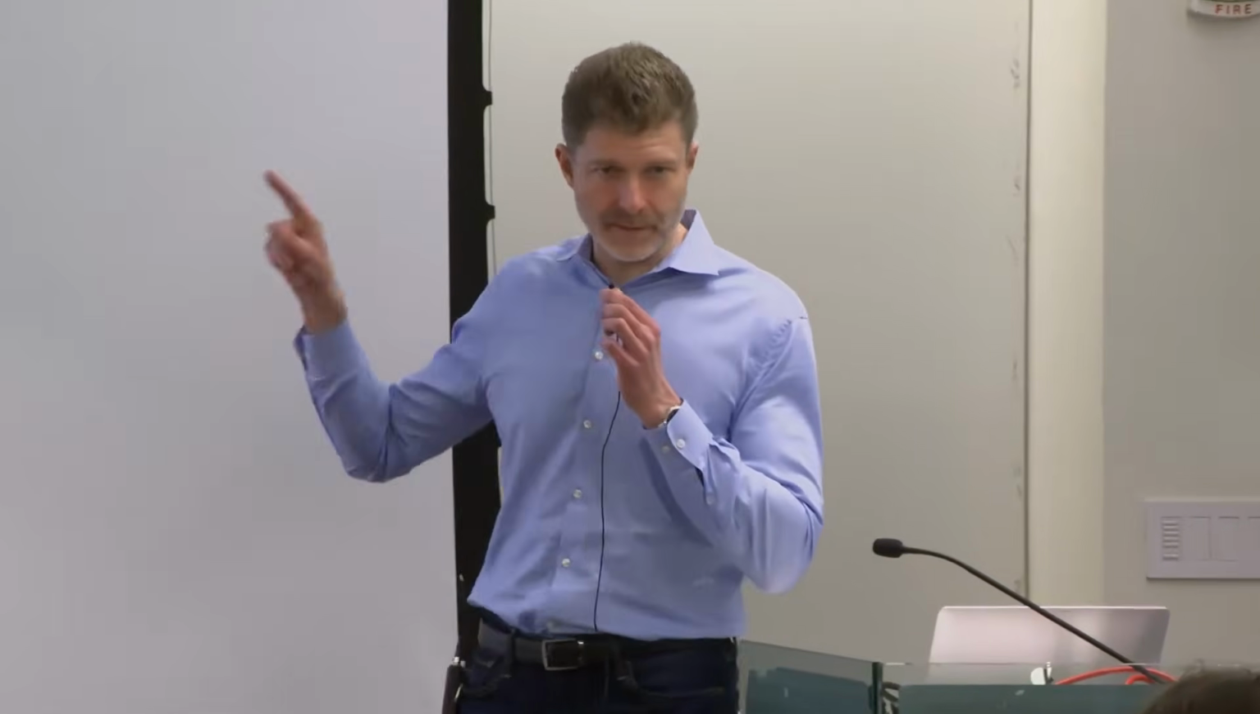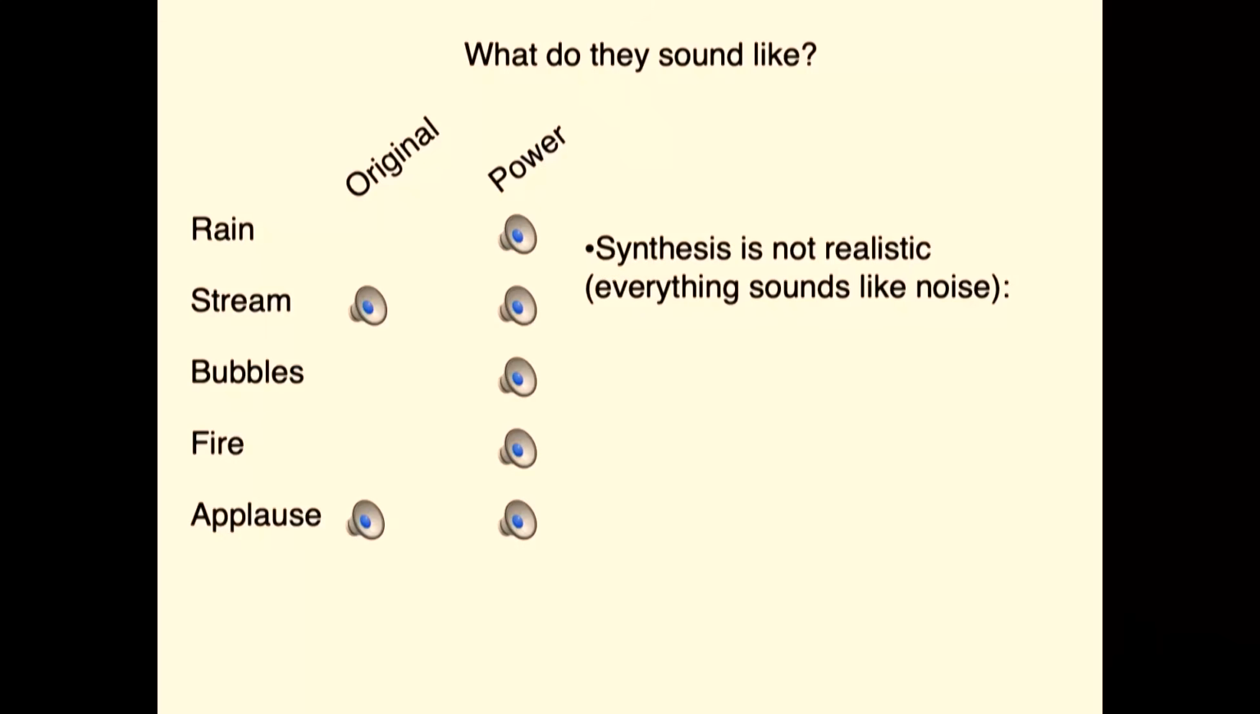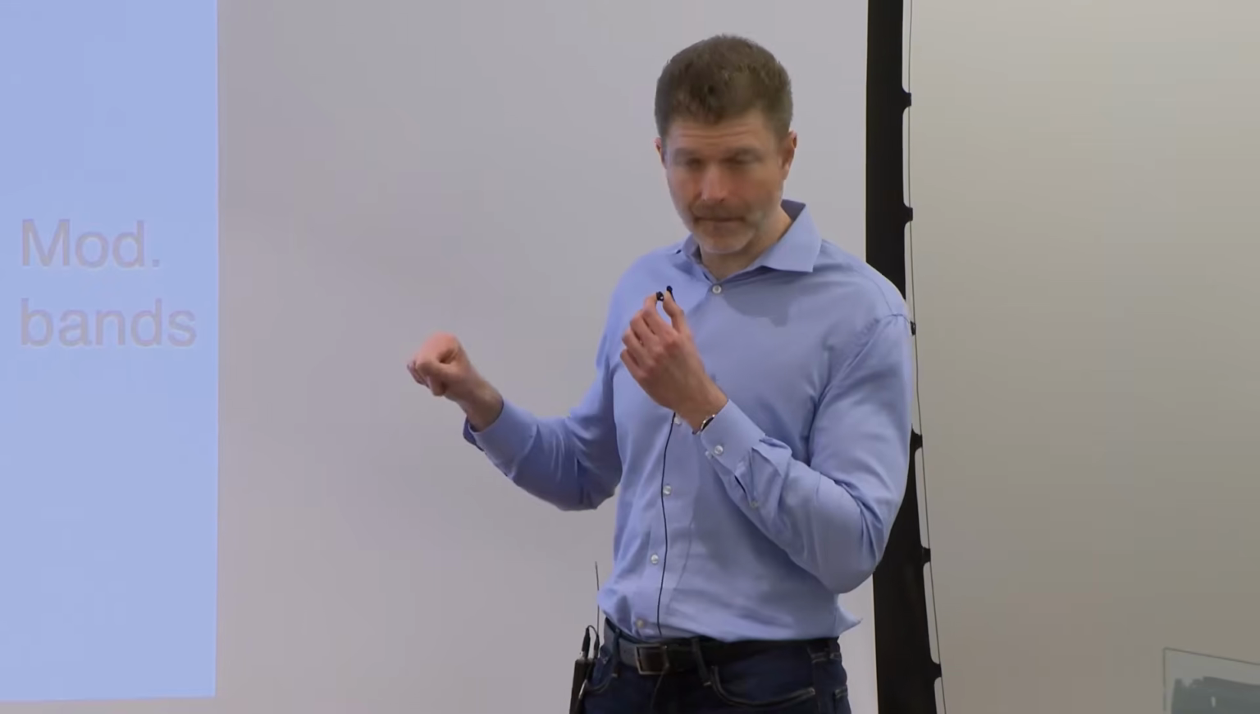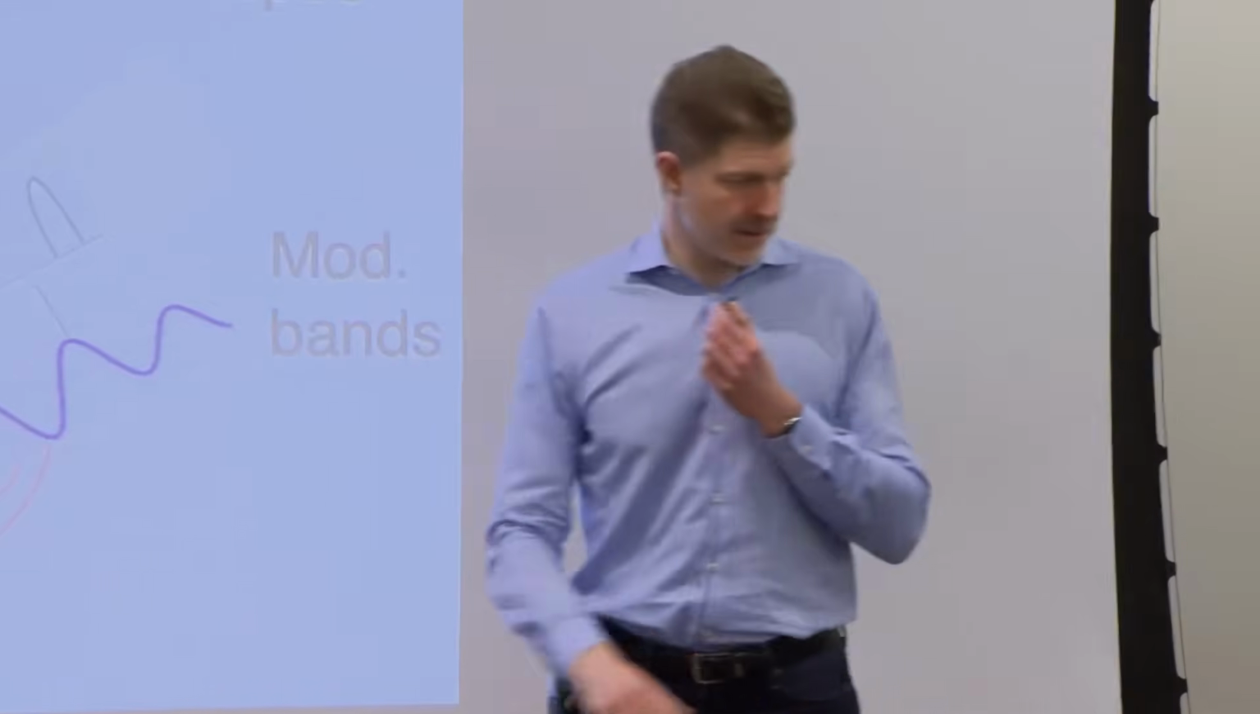Okay, so we have ruled out the power spectrum theory of texture with this exercise. Okay, and now, since this is not realistic, everything pretty much sounds like noise. The question is, well, can we do better with some additional simple statistics? Okay, so more of these red circles.